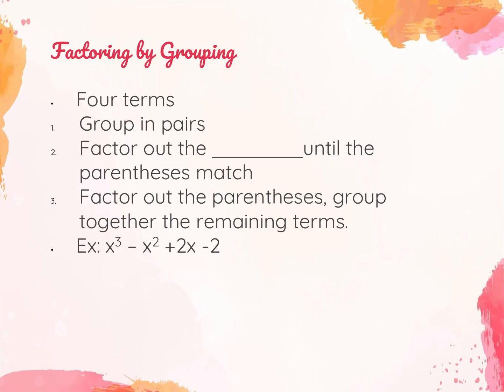All right, so when you factor by grouping, you're usually going to have 4 terms. Now, we're also going to use this technique to factor the harder trinomials, where we'll turn those trinomials into a 4-term polynomial. But for right now, in the homework and in the notes, you're going to be given 4 terms. You're going to make pairs out of the 4 terms. Then you're going to factor out the GCF until the parentheses match. Then you'll factor out the parentheses and group together any remaining terms.